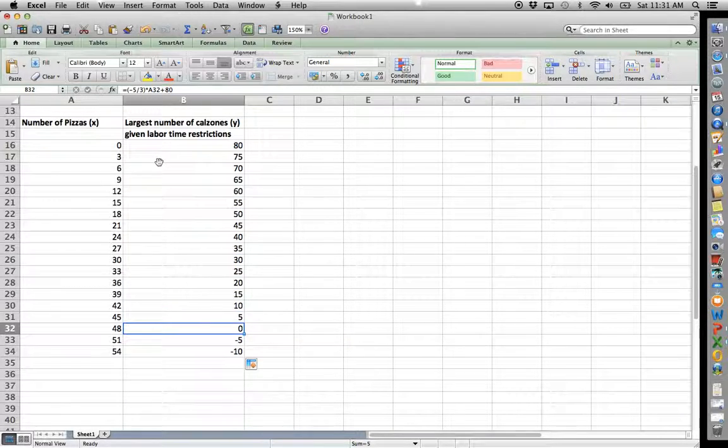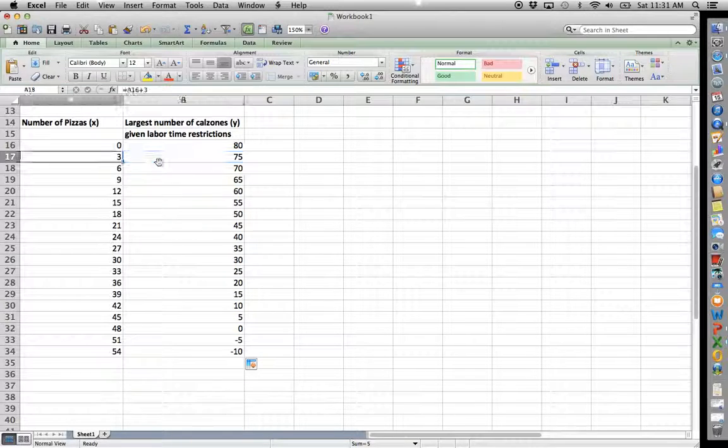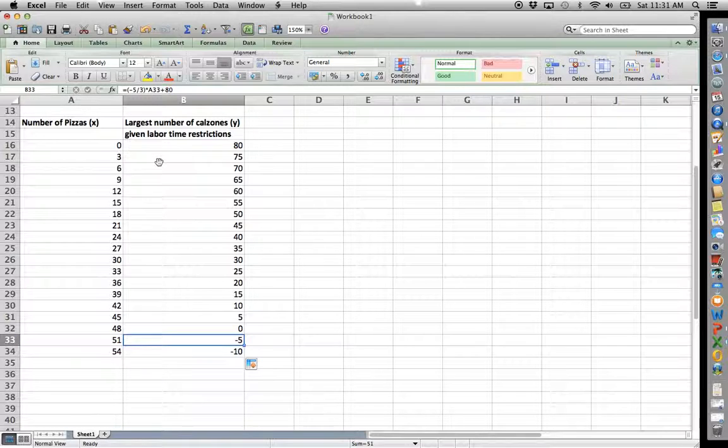Notice that I can't make any negative pizzas, so pizzas have to be at least 0. So that's the domain. The domain has to be at least 0. But I shouldn't really make more than 51, because if I make 51 pizzas, that means I have to make -5 calzones, and that doesn't make sense either.